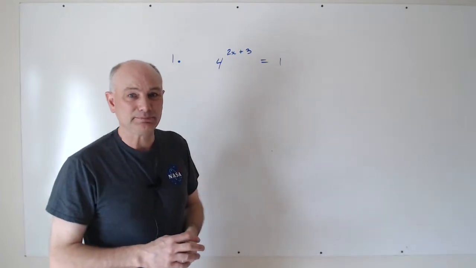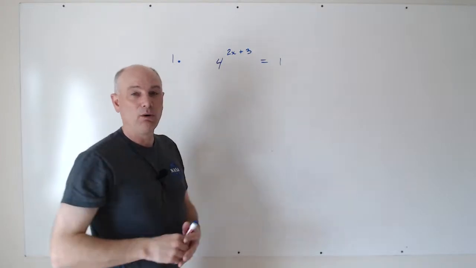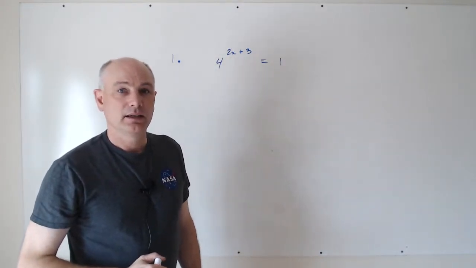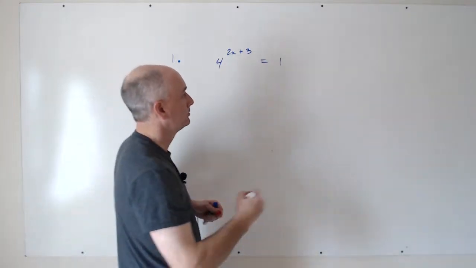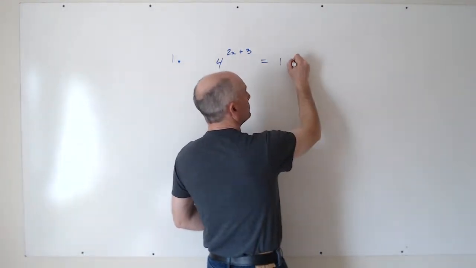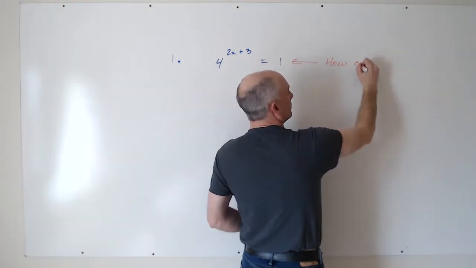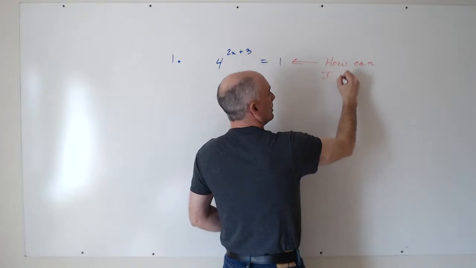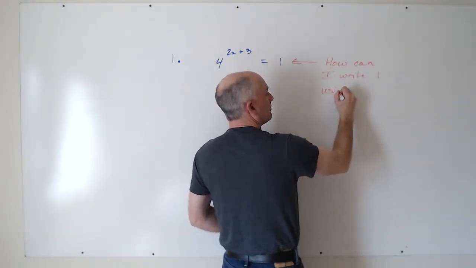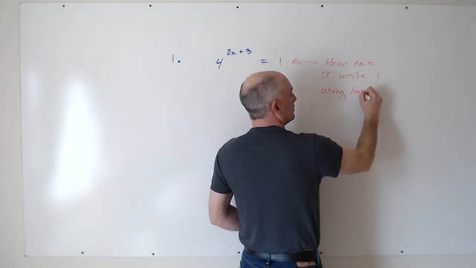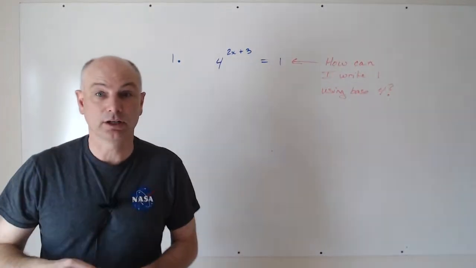So what I need to do, though, is think about 1, and how can I write that as base 4? In other words, that's the question I need to ask. How can I write 1 using base 4? Okay, so that's the big question here.